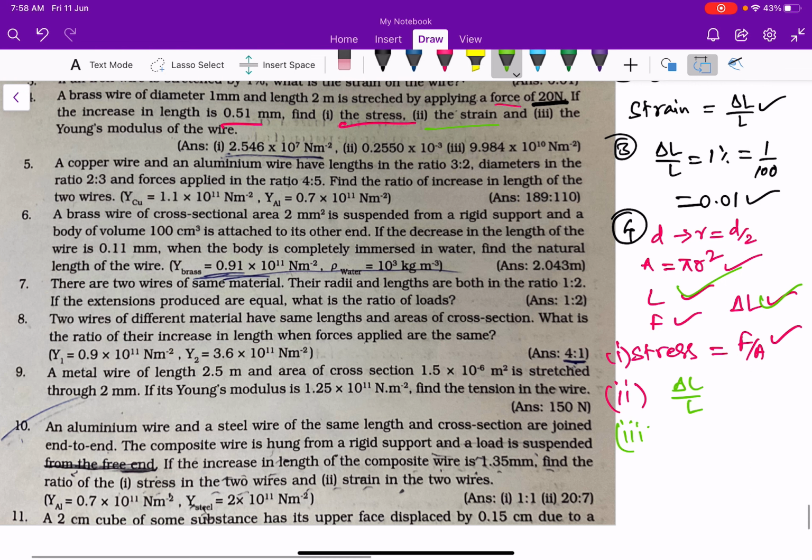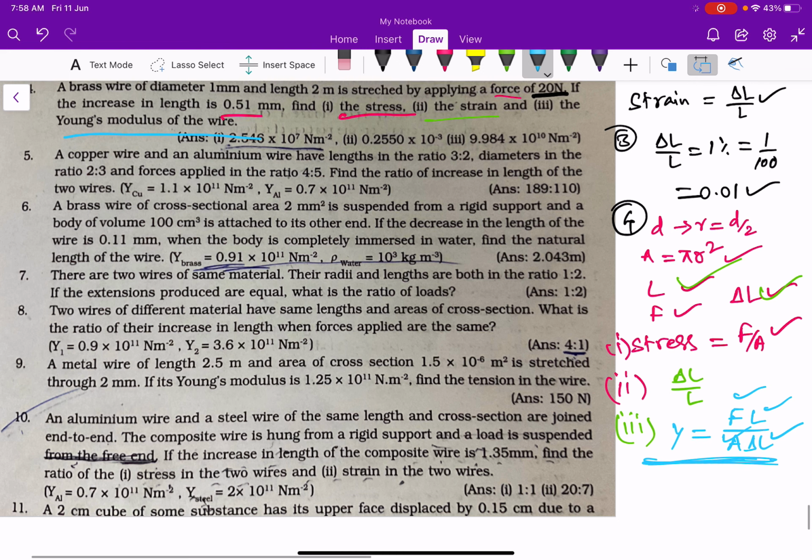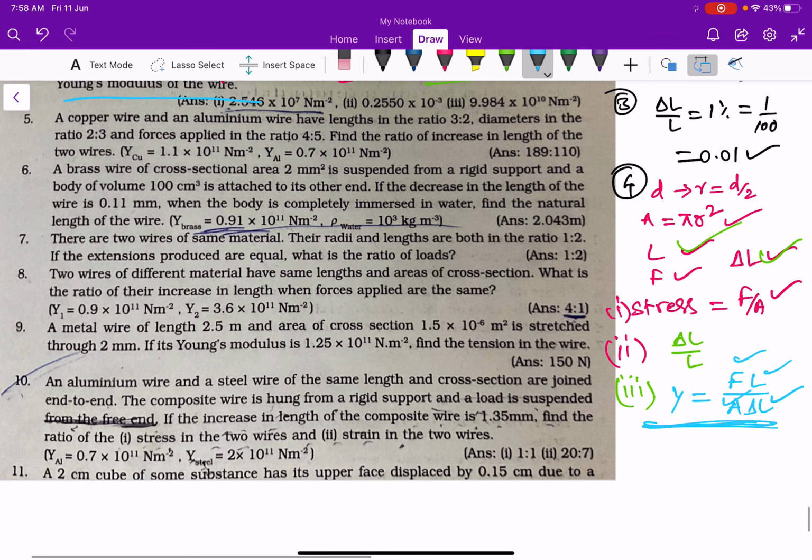And the third one is the Young's modulus of the wire. Young's modulus is nothing but F into L by A delta L. You know the F value, L value, A value and delta L value, so you can find the Young's modulus easily. So this is all about the fourth question.